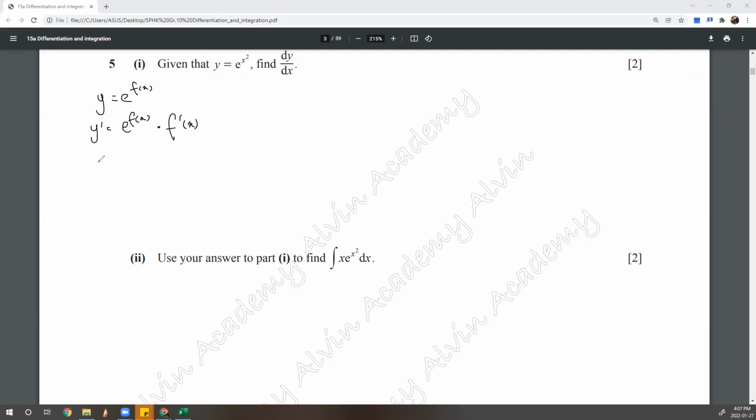Okay, so we know that y equals e power x squared, right? So the derivative will equal the number itself, e power x squared, times the derivative of the power. Okay, so 2x, right? So we get 2x e power x squared, or you can move the 2x to the left to make it easy. So that's the dy dx. Okay, part 1 we are done.